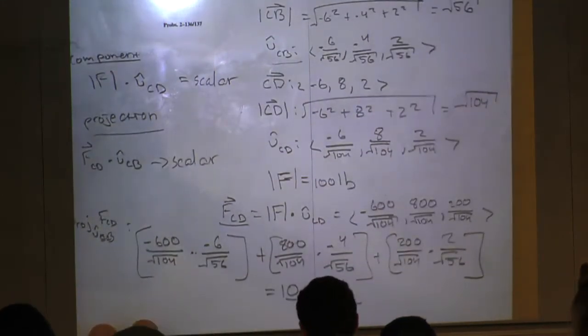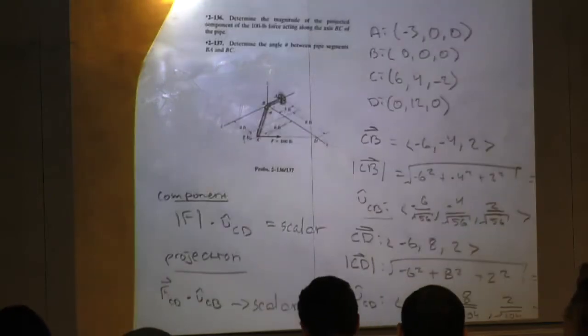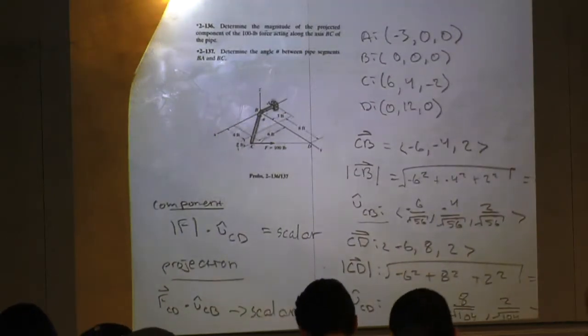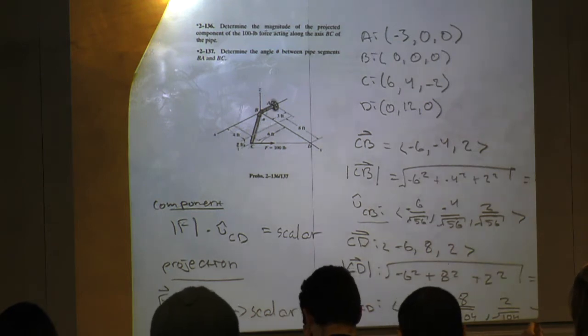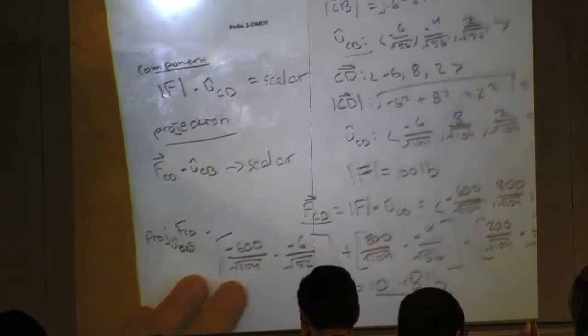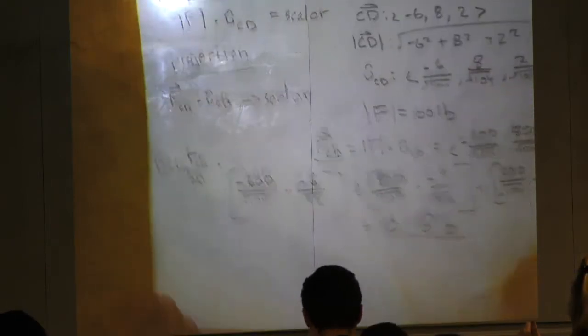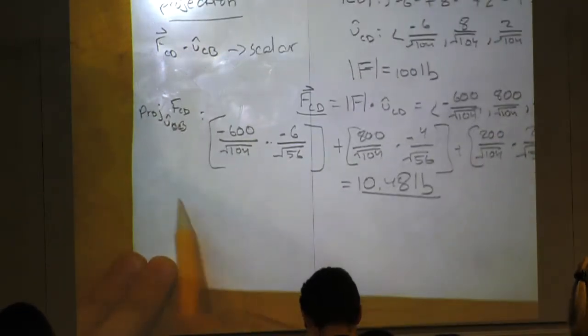All right, so now we're going to do the second part of the problem. The second part of the problem says, determine the angle between pipe segments BA and BC. So angle. When we have angle and we have two vectors, we're going to want to use dot product. So maybe let's do this. We can actually fit this in down here.